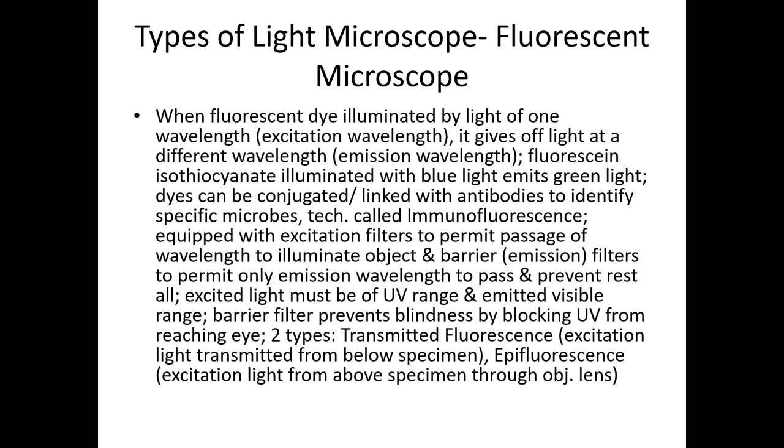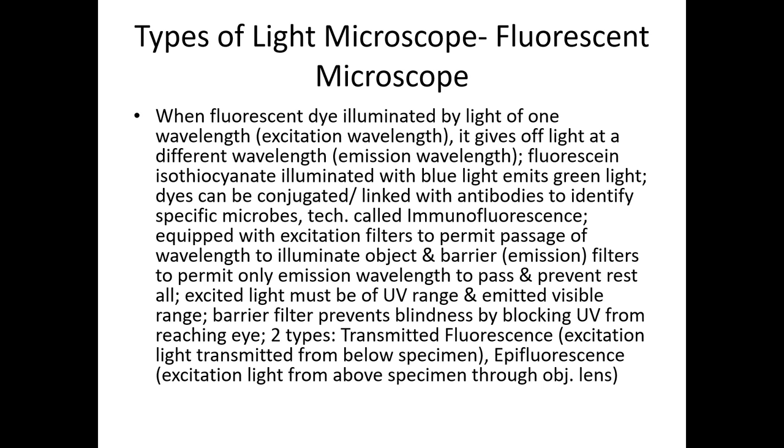Clear? That's what we call fluorescent microscope. It is also used for identification of certain microorganisms. This technique is called immunofluorescence. Immuno means something related to antigen-antibody reaction. Immuno, immunity. Fine. So fluorescent dyes can also be conjugated or linked with antibodies to identify specific microorganisms, and this technique is called immunofluorescence. Clear? Now, what is the specialty of fluorescent microscope?